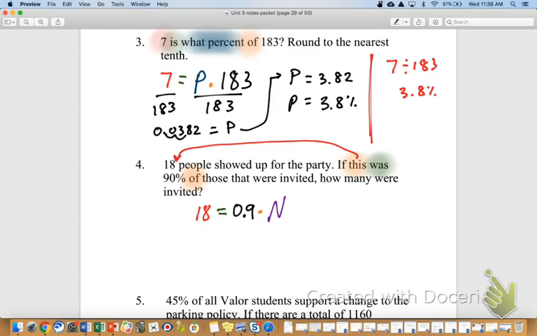How do I solve this? Division. So I'm going to divide both sides by 0.9. And what is 18 divided by 0.9? 20. So there were 20 people invited, only 18 showed up.